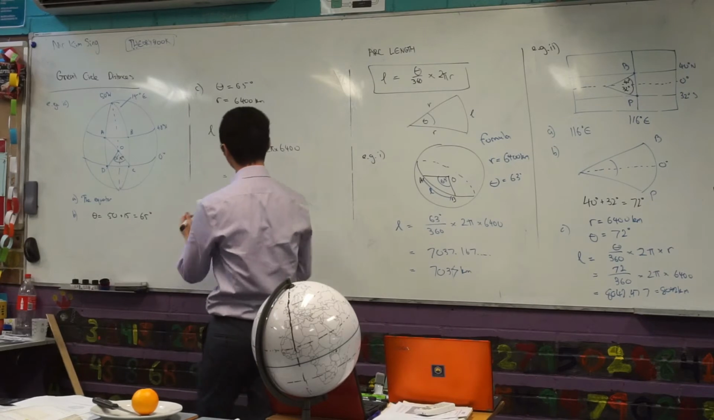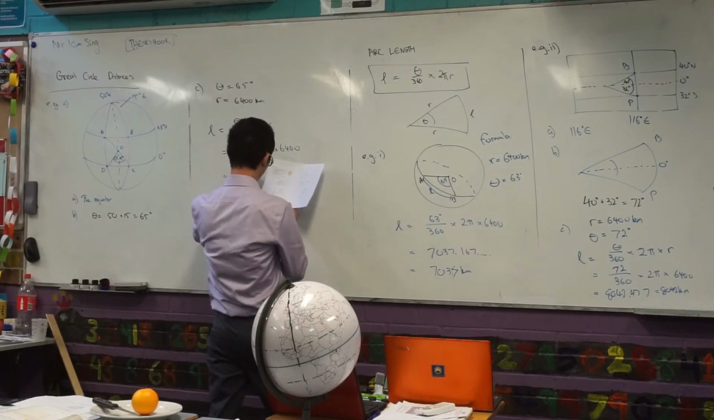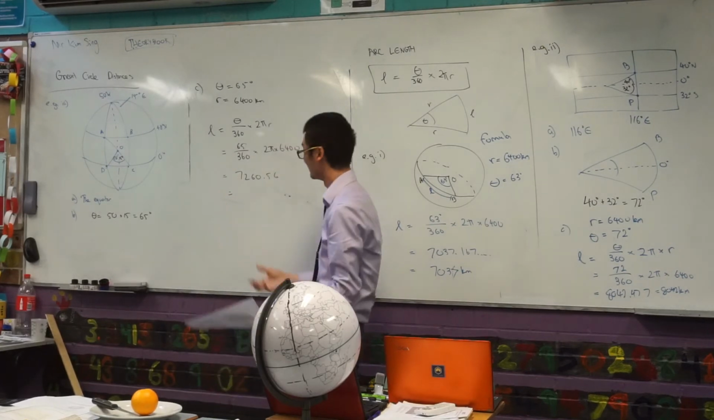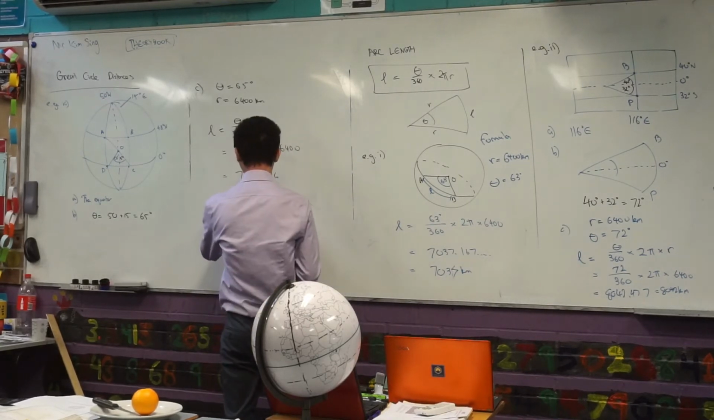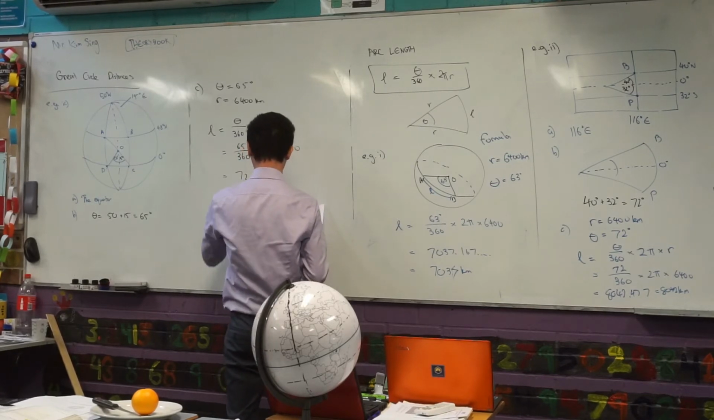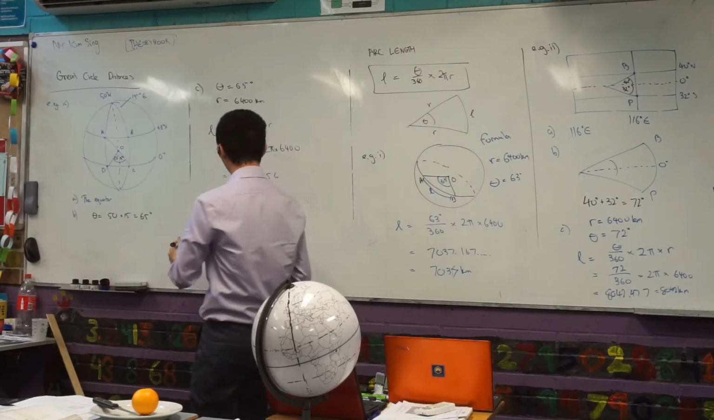So you should get 7265.6. Okay, and again, we're going to do the nearest kilometre, so we're going up in this case. 7266. Cool. Next one, Chloe.